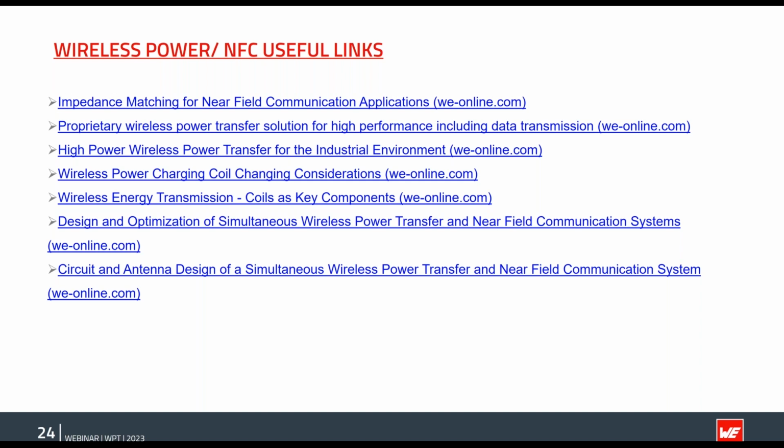And the two most important app notes are the last two: the design and optimization of the simultaneous wireless power transfer and NFC system, which we just took a look at in the video, and our system implementation, and also the circuit and antenna design of a simultaneous wireless power transfer and NFC system. All these app notes and papers are available on our website to take a look at. So please do take a look at them.